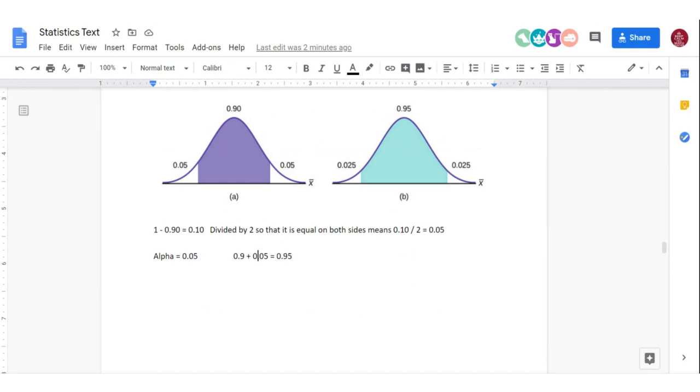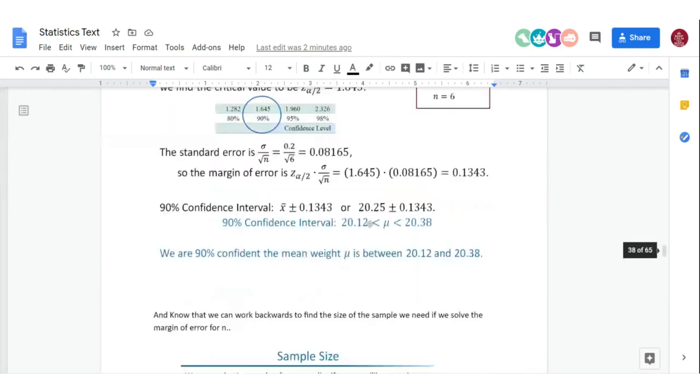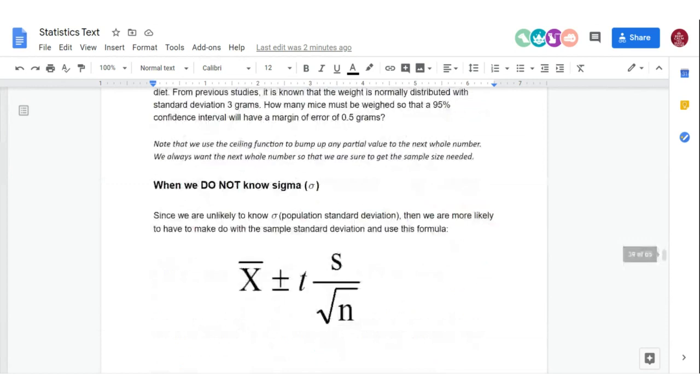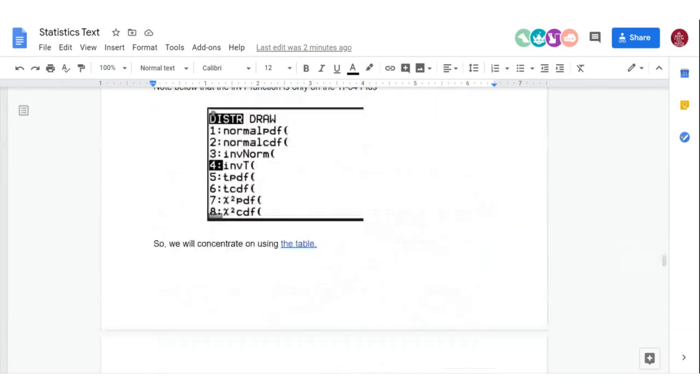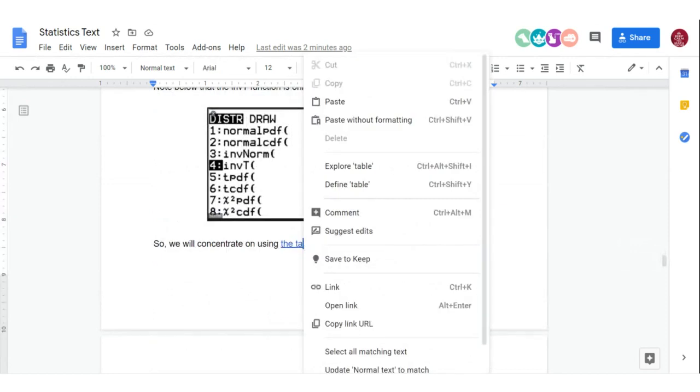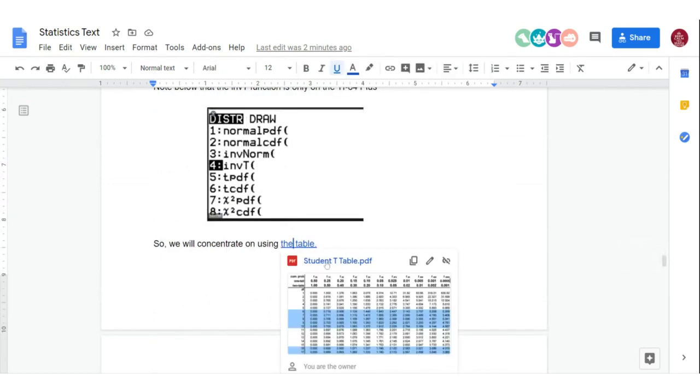Where's that table at? Oh, it's way down here. I put it in there this morning. All right.